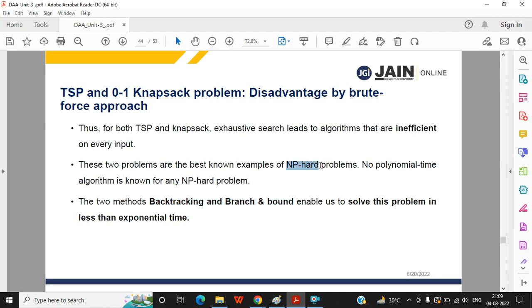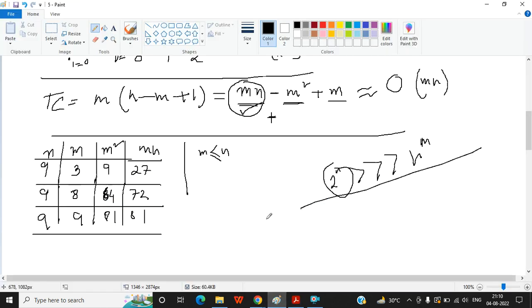There are some big terms here: NP-hard problems. There is another one, NP-complete problem. NP means non-polynomial time. We will discuss it in our next class, the polynomial and non-polynomial.